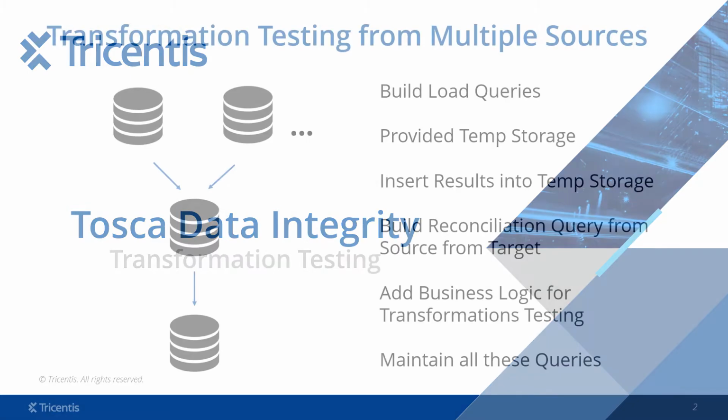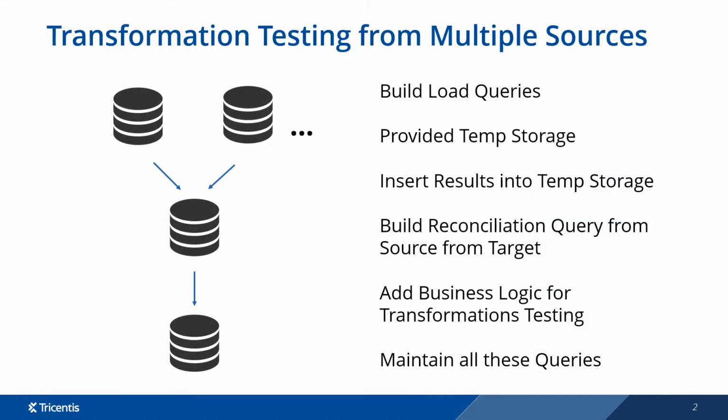We're going to have a look at a common scenario where we need to test our transformations and we're using multiple data sources. And before we can even get to the actual transformation itself, we need to do a number of things first. If we're using multiple data sources, we first need to build a number of load queries to pull the data in. We would need to provide some sort of temporary storage and insert the results of all these load queries into this temporary storage so that we can use it later.